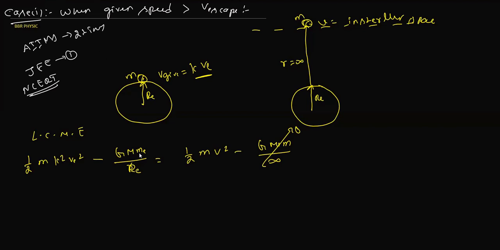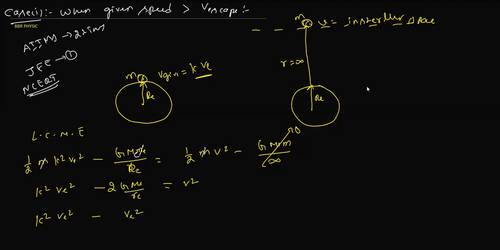So if you observe carefully here, in this term small m, in this term small m, in this term small m is there. This is capital M, right? This is small m, right? So small m, small m, small m, we can take common, we can cancel. So what we can write here is K square VE square, minus 2GME by RE, I'm multiplying with 2. Multiply with 2, multiply with 2, multiply with 2 also here is equal to V square. So K square VE square minus 2GME by RE equals V square.